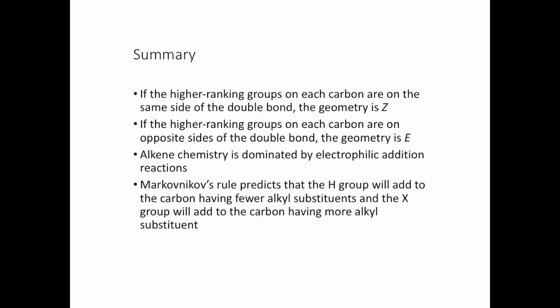So in summary, we discussed that if the high priority groups are on the same side of the double bond, you get a Z geometry. This is the same side. If they're on opposite sides, you get the E geometry. And alkene chemistry is dominated by electrophilic addition reactions. We've just seen one type here called hydrohalogenation. We're going to see more. And then Markovnikov's rule predicts that the H adds to the carbon that has more H's to begin with in the alkene. And then the X goes on the other carbon.